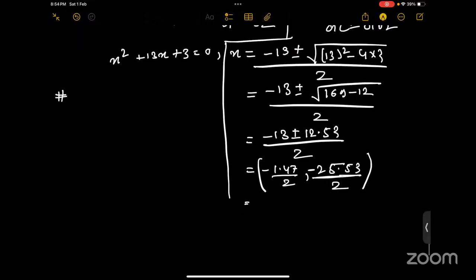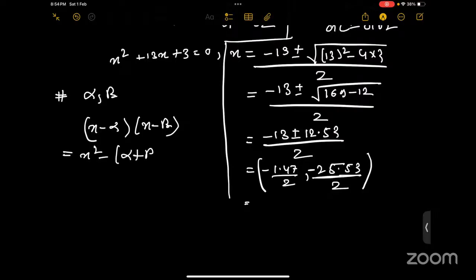For example, if you have alpha and beta as the roots of the equation, then we know that if we have the roots, we can form the equation from the roots, right? So how will the equation look then? If I simply do that, then the equation will be in this form, right? And if we simplify this, then we will get x square minus (alpha plus beta) x plus alpha beta, right?